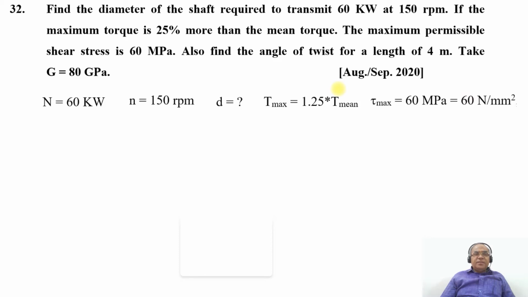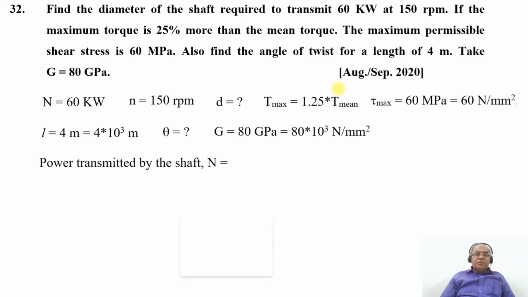The maximum permissible stress tau max will be equal to 60 MPa, which is 60 Newton per mm square. Also, we need to find the angle of twist, so theta we need to find out for a length of 4 meters, so 4 into 10 to the power of 3 mm. And capital G will be equal to 80 GPa, which is 80 into 10 to the power of 3 Newton per mm square.